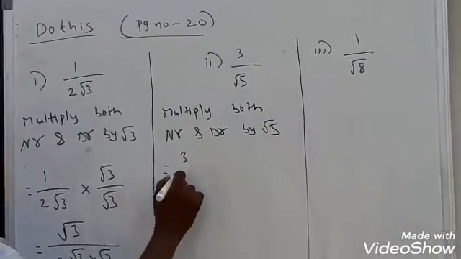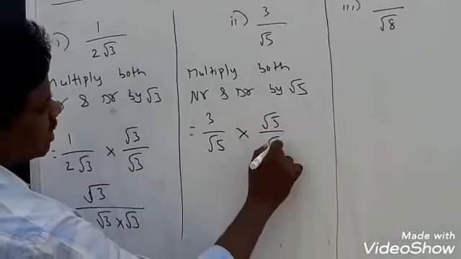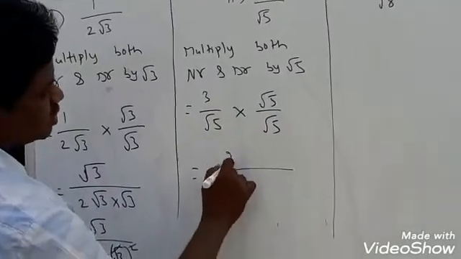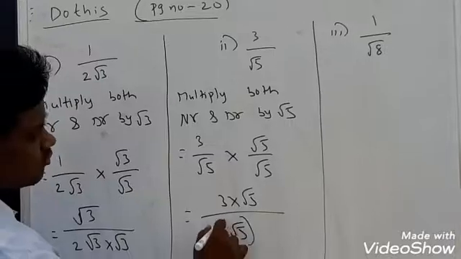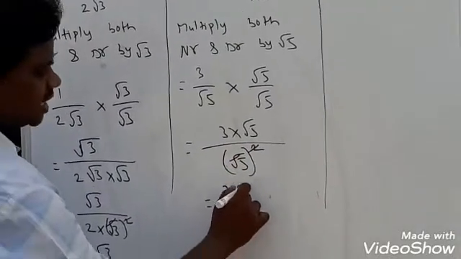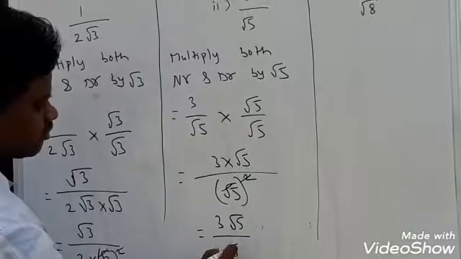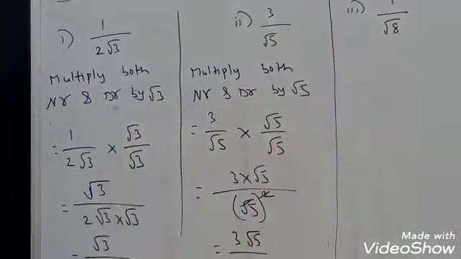So that means 3 by root 5 into root 5 by root 5. That is equal to 3 into root 5. Root 5 into root 5 can be written as root 5 whole square. That is, root cancels. You will get 3 root 5 by 5. That means the denominator root 5 is converted into 5.